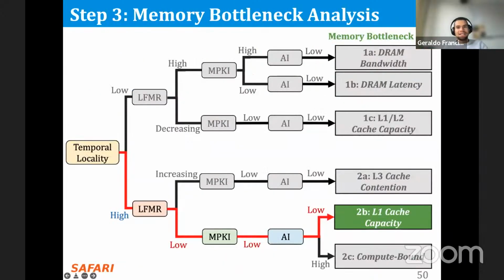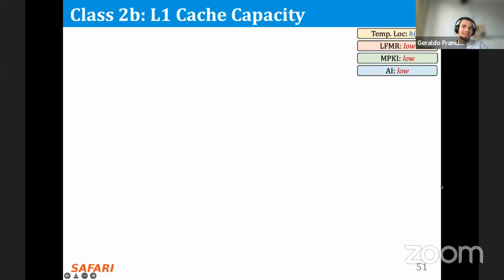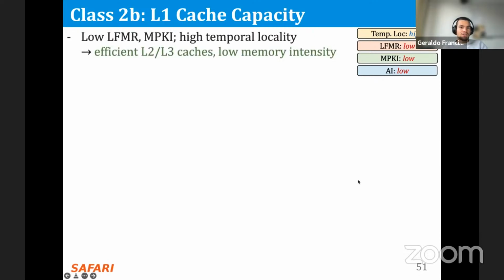Now we analyze applications bottlenecked by L1 cache capacity. Applications in this class have high temporal locality, low last-level first miss ratio, low MPKI, and low arithmetic intensity. The low LFMR, low MPKI, and high temporal locality indicate that such applications make effective use of the cache hierarchy and also have low memory intensity. Also, the low arithmetic intensity indicates that such applications execute few operations per byte loaded from the memory hierarchy.